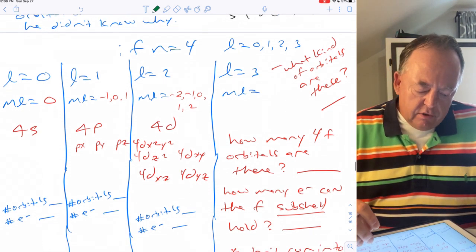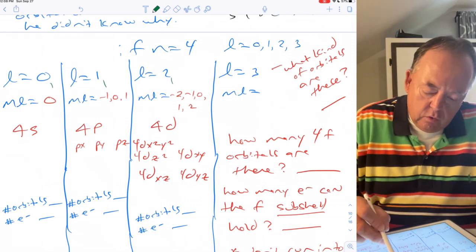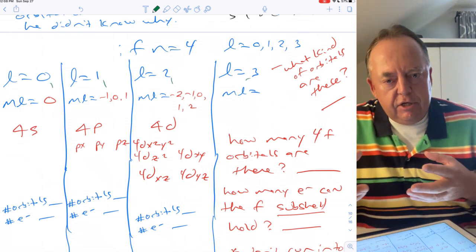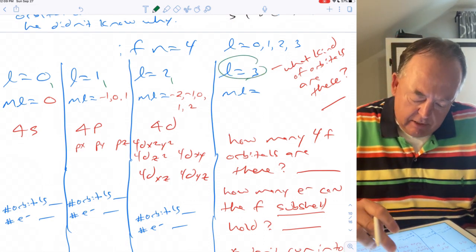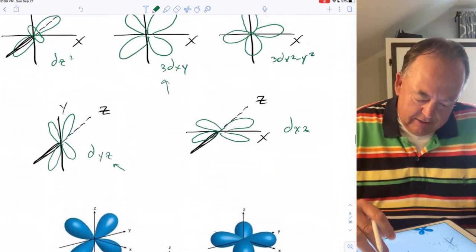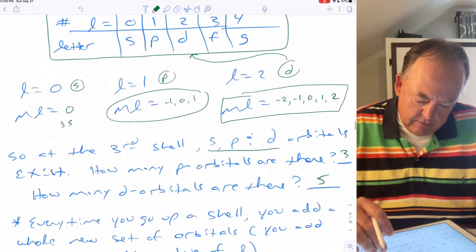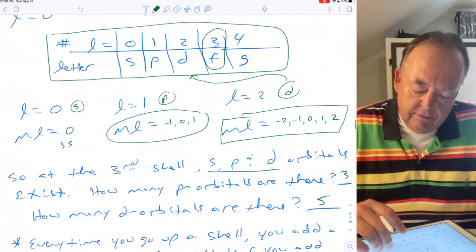Okay, so if we went to the fourth shell, then L can be 0, 1, 2, or 3, right? So you go to another shell, you add a whole new set of orbitals. If L is 3, what does that mean? That means, again, if we have this memorized, where's that? Right there. If L is 3, that means we have F orbitals as well.